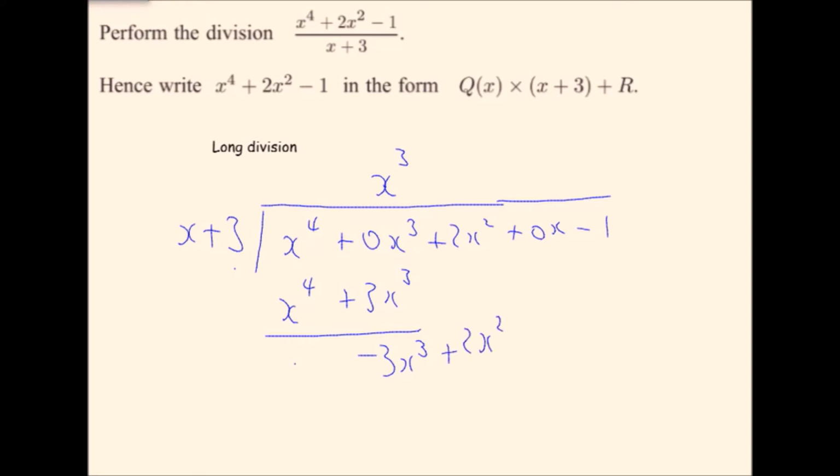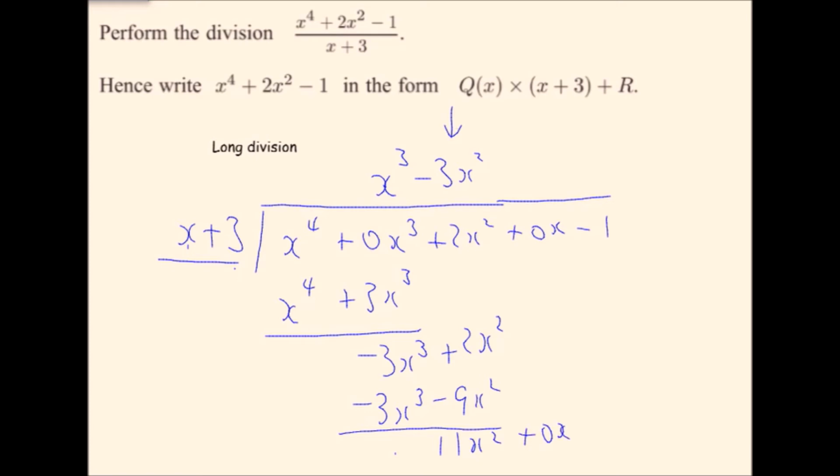Now I work out what I times the x by to make it become negative 3x cubed, which is negative 3x squared. And once again, notice my x squareds are all lined up here. Now multiply the negative 3x squared here by this expression here, and I'll get negative 3x cubed and then minus 9x squared. Now subtract these two, and we end up with no x cubes and 11x squared. Bring down the 0x.